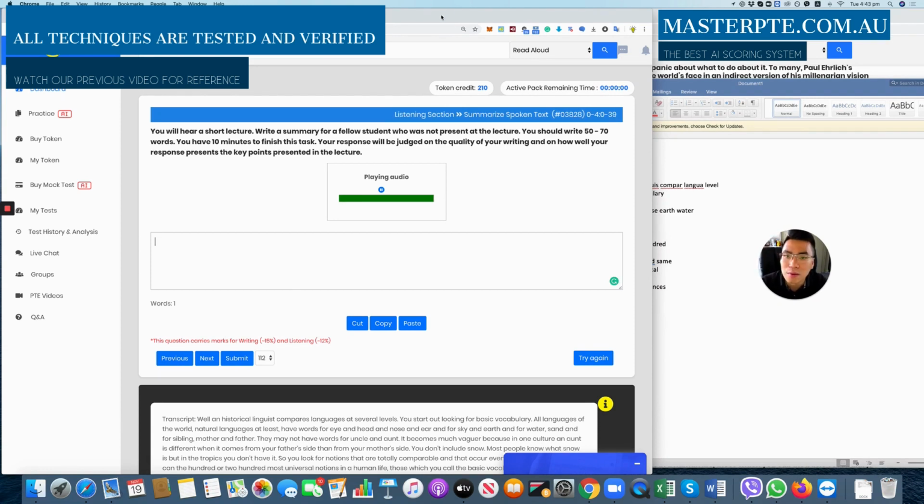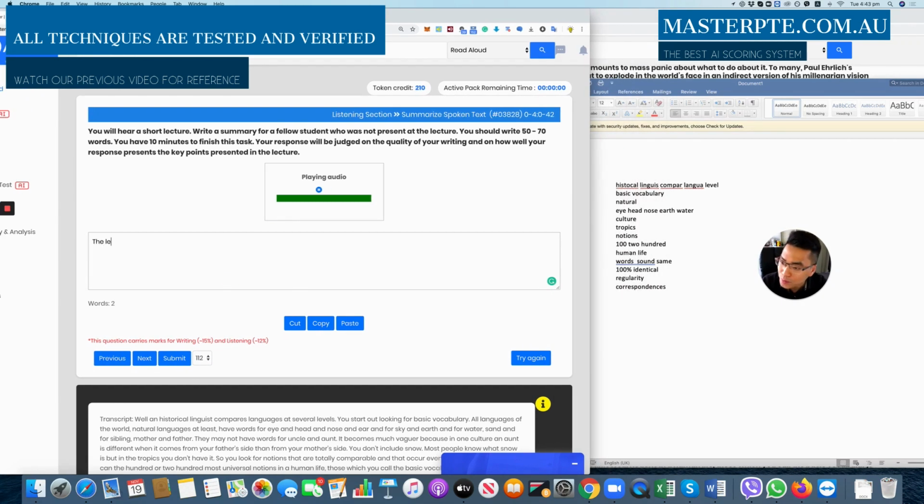What I'll do with this one is write: the lecture mentioned historical linguists and how they compare languages at many levels. Even if you can't hear a word like "several," that's fine. So the lecture mentioned historical linguists and how they compare language at many levels. As you can see, I forgot the S here, but I haven't finished it. Usually I will cross check, but I forgot the S here. If I don't fix it, I'm gonna lose 1 point for grammar. So let's move on.